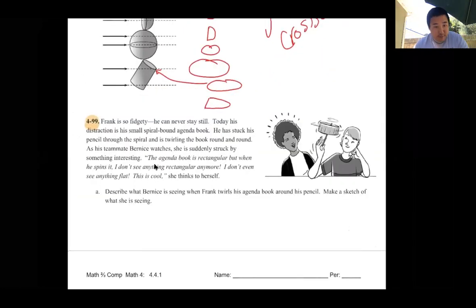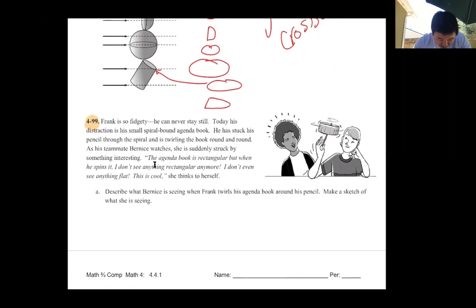Frank is so fidgety he can never stand still. Today his attraction is a small piece of spiral bound agenda. He spins it around as his teammate Bernice watches. She's suddenly struck by something interesting. The agenda book is a rectangle, but when he spins it, I don't see any rectangle. I don't even see anything flat. It's cool. Describe what Bernice is seeing.